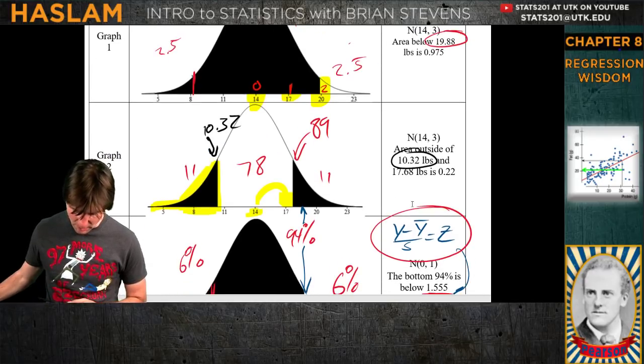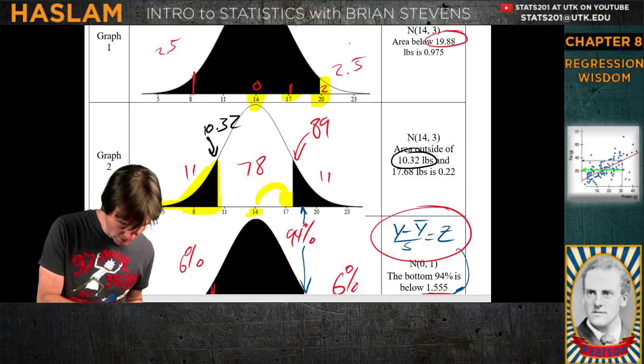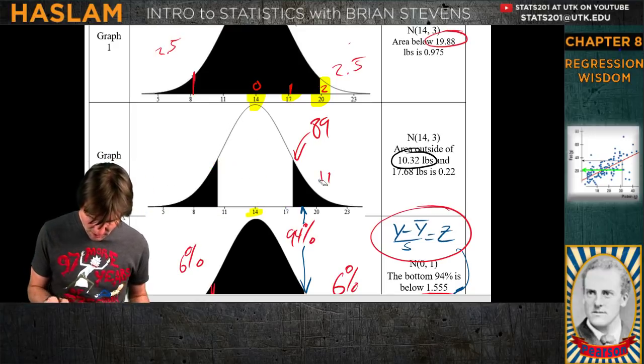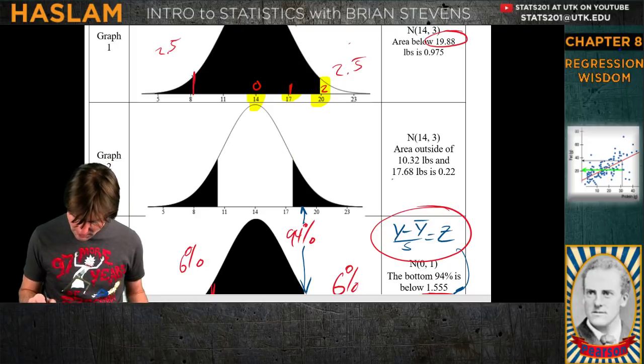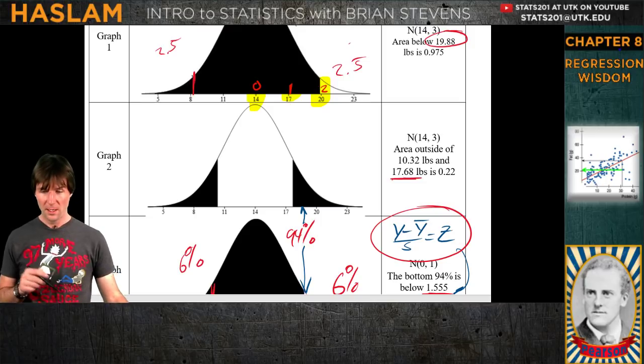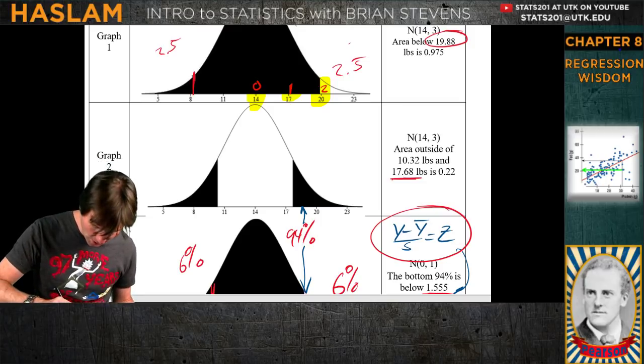What percent of Arctic foxes are expected to have a weight between 14 and 17.68? 14 and 17, wait a minute. Let's clear this graphic off, because you know what I see? Let's make this nice and neat again. You've got to do all that massive erasing on your test. I see 17.68 right here. So with this, let's draw this in right here.